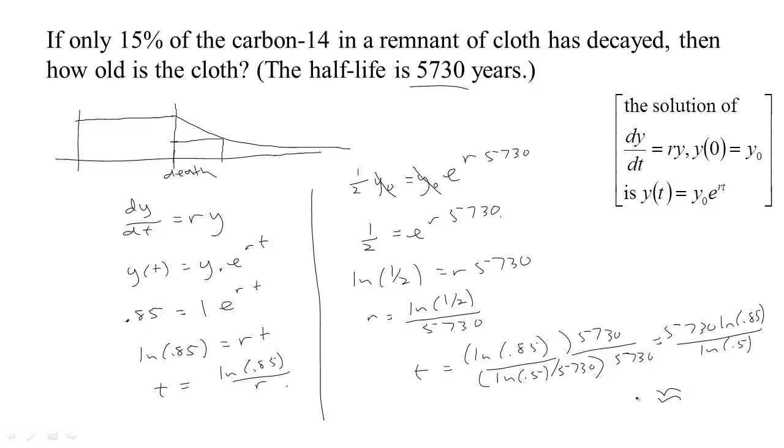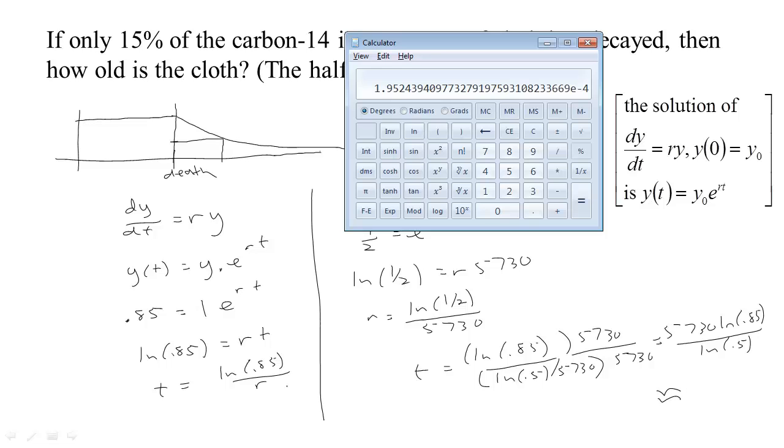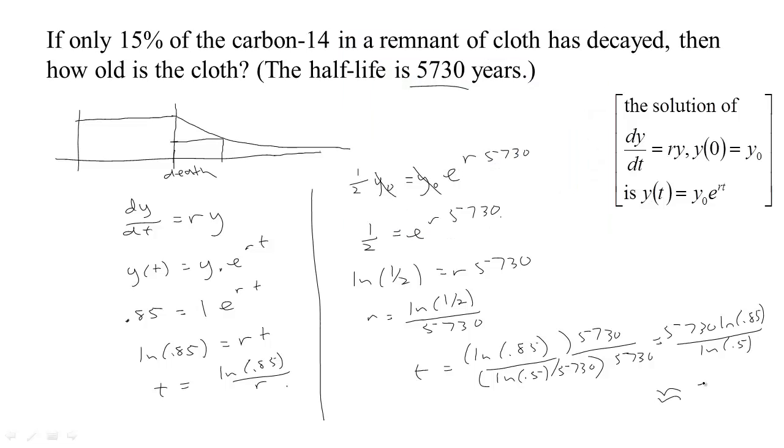Now we can get an approximation and figure out how old that object is. Let's start off by taking 0.85, find its natural log, then divide by the natural log of 0.5, and then just multiply by 5,730. And we get 1,343 years, about. 1,343 years as the age of this object.